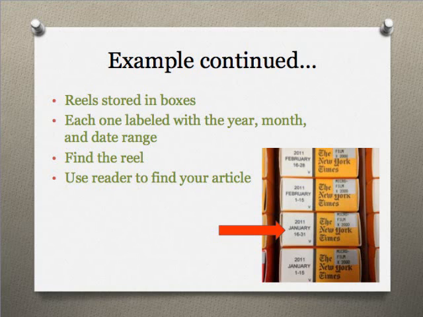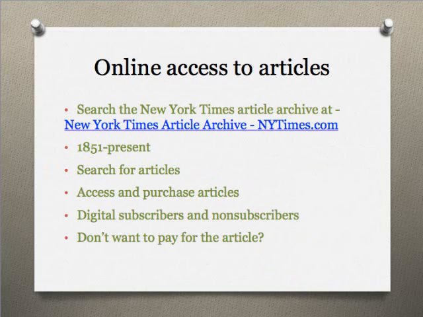Finally, let's look at online access to articles using the New York Times Article Archive. You can search the New York Times Article Archive by doing a Google search, New York Times Archive. This archive contains articles from 1851 to the present. This site provides information about how to search the archive and how to access and purchase articles for both digital subscribers and non-subscribers.